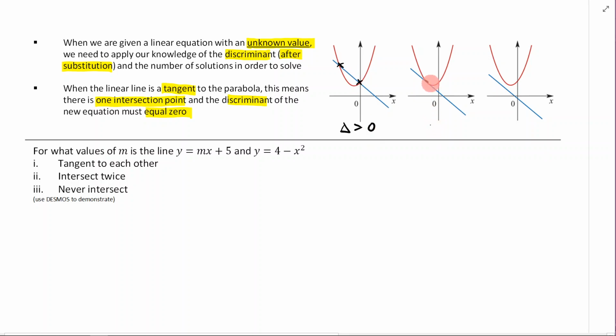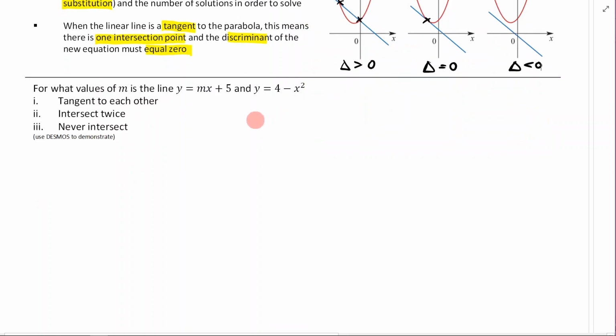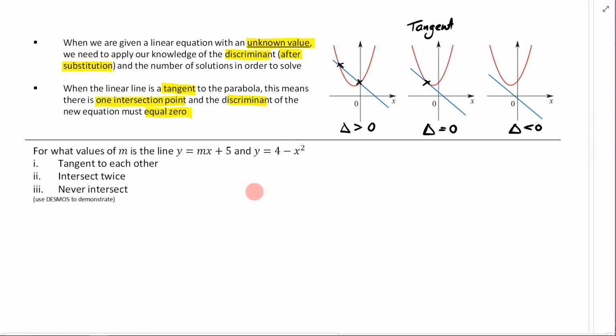If you've only got one point of intersection, that means the discriminant is equal to 0, and this is what you call a tangent line because it only touches it once. And then finally, if there are no points of intersection, that means the discriminant is less than 0. All of this may seem a bit abstract at the moment, but once we delve into this example here, hopefully things make a bit more sense. So let's give this a read and give it a go.